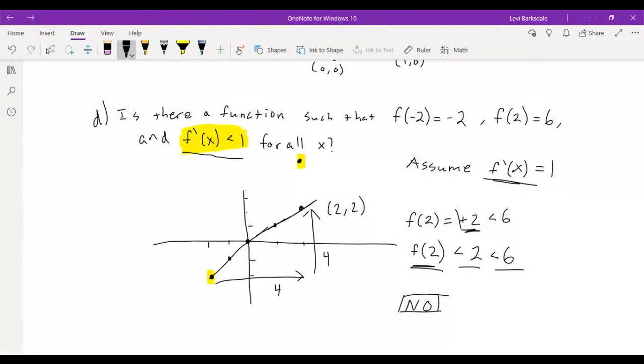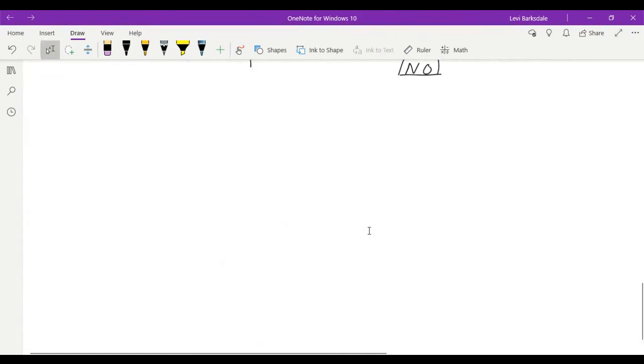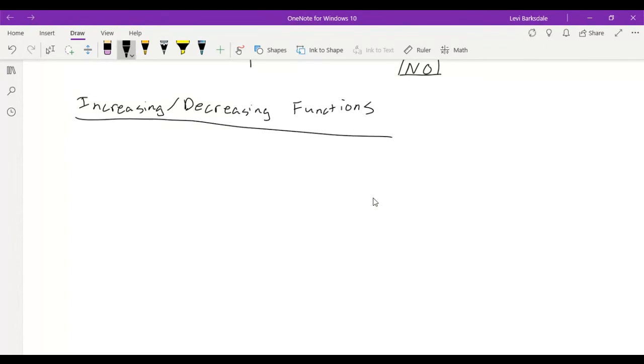All right, great. Now, I think that's enough of the mean value theorem. So let's go ahead and move on to our increasing and decreasing functions and the first derivative test. And the big thing to remember, I'm just going to write increasing and decreasing functions. And the really key thing to remember here is that the derivative is equal to the slope.